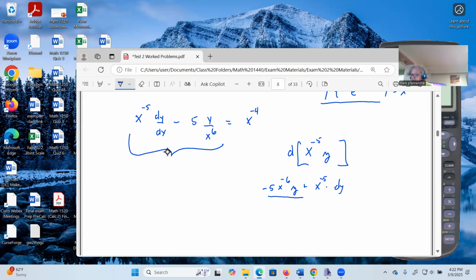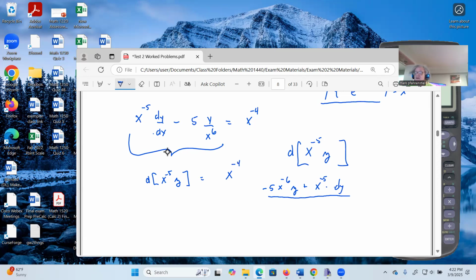And I'm going to ask you, does this look anywhere similar to what we have right here? Like, well, we have an x to the negative 5 dy. Yeah, we sure do. And we have a negative 5 x to the negative 6 times y. We sure do. So this thing is the derivative of x to the negative 5 y, and we're saying that that's equal to x to the negative 4.